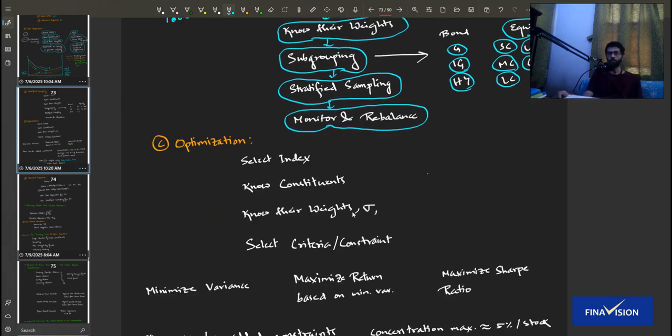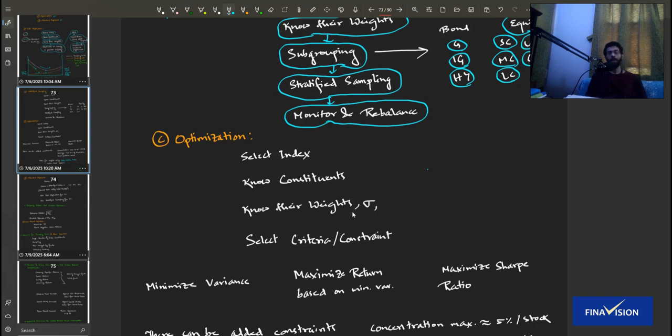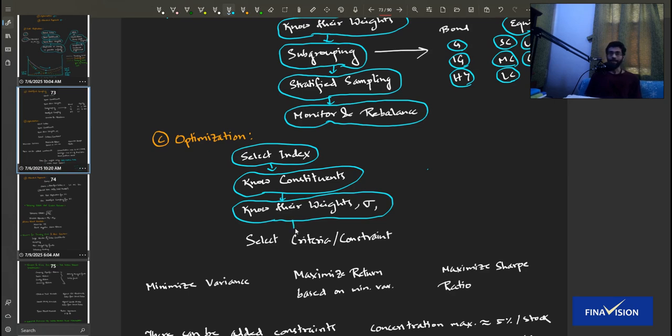Next comes the optimization method. What is optimization? We have already spoken that optimization can be targeting or fine-tuning a specific factor. For example, it can be minimization of variance, it can be maximizing of return based on minimized variance. Now, it starts again in a similar way. We select the index, we know the constituents, and we know their weights. Here we may know their weights or their respective variances or standard deviations, etc. Then select the criteria or the constraint to be fine-tuned.